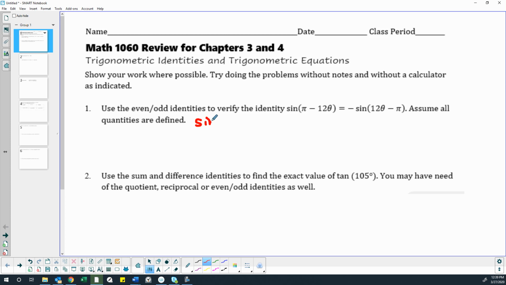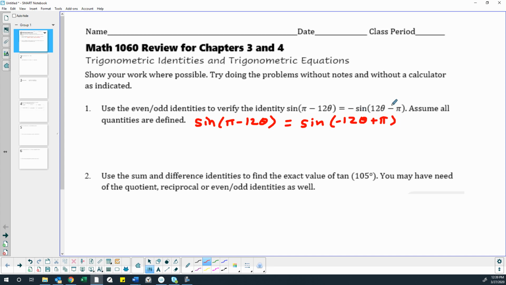Sine of pi minus 12 theta. Then because I have my end goal in mind with the pi and the 12 theta switched, I'm going to go ahead and switch them. So sine of negative 12 theta plus pi.